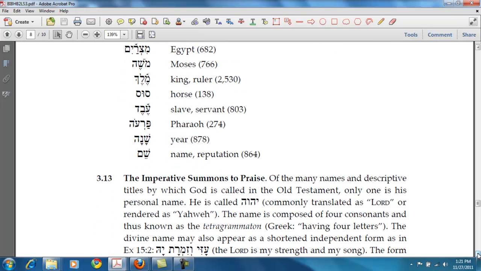Basically, getting into the name of the Tetragrammaton here, the imperative summons to praise, 3.13 in your book. It is going to be important to go through these, and it is mandatory that you have purchased the grammar book and the workbook. So that is mandatory for you to do.